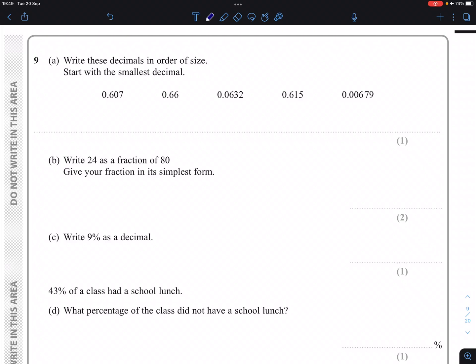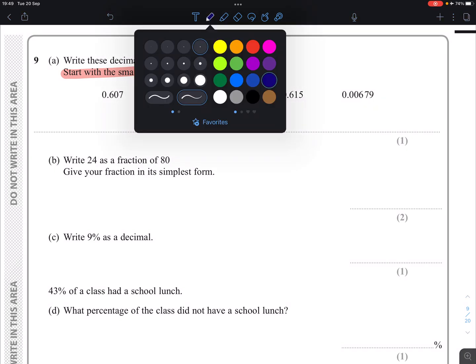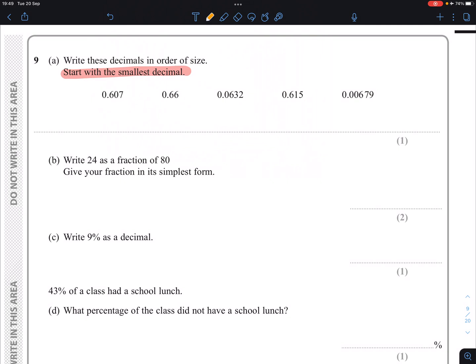Question 9, part A. Write these decimals in order of size. Start with the smallest decimal. So we're looking for one of these decimals to get us kick-started. The idea with being able to tell the order of size for decimals is you start with the first digit and you work along until you find the smallest one first of all.